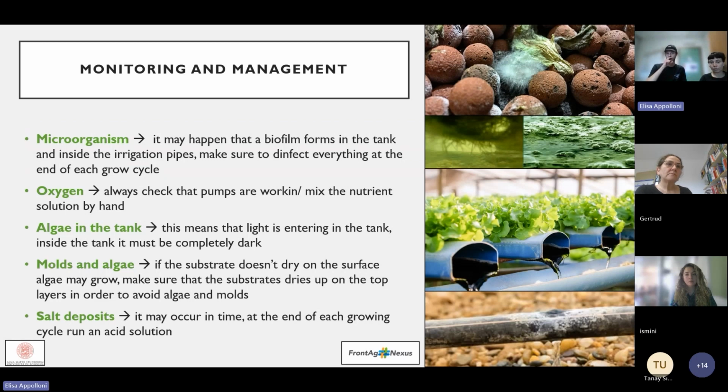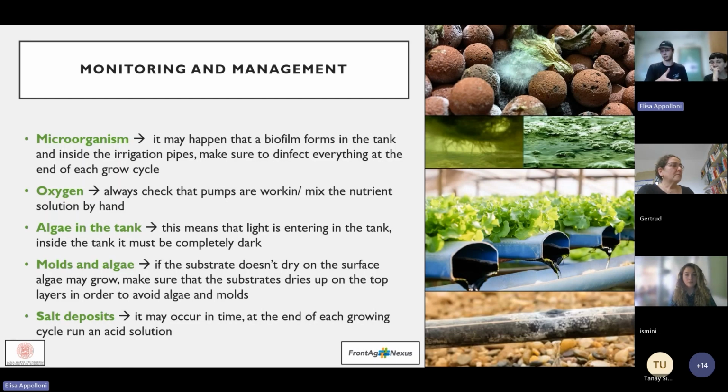So we were talking about microorganisms. In fact, it may happen that a biofilm forms in the tank, and so we need to make sure to avoid the formation of microorganisms. So we should try to dry up all the surfaces of our hydroponic system. The oxygen is always important, so check that the pumps are working and mixing the nutrient solution.